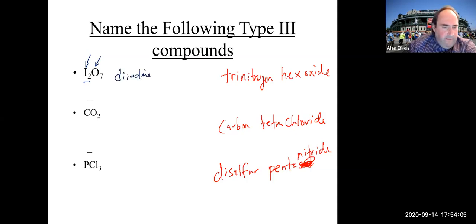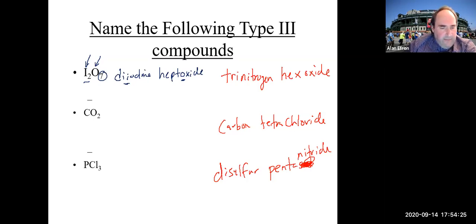And the prefix for 7 is hepta. We will drop that A off of the prefix so we don't get the A and the O. Again, here, the 2 I's are okay in this case. You don't necessarily need the dash like I see in some of them. It's actually okay in this particular case.